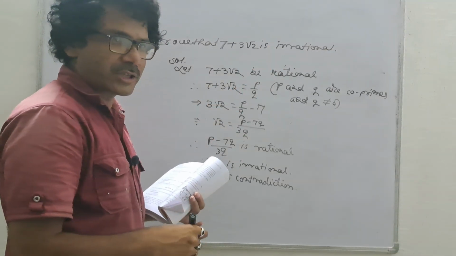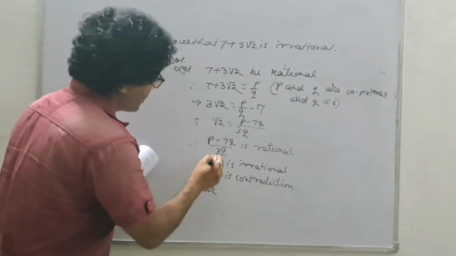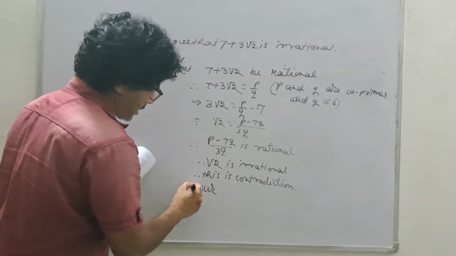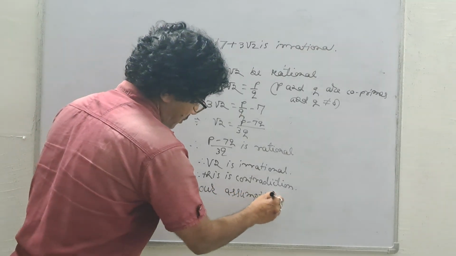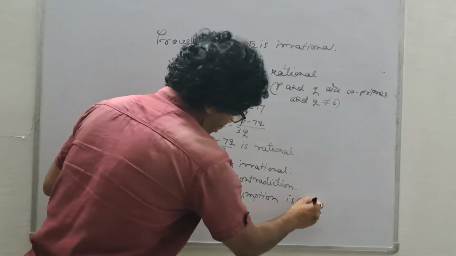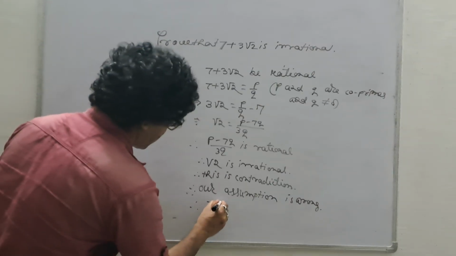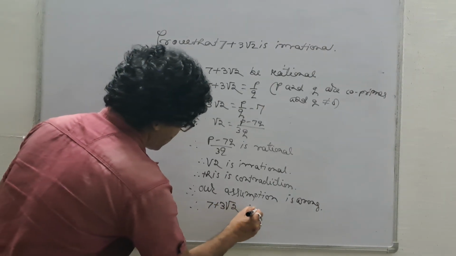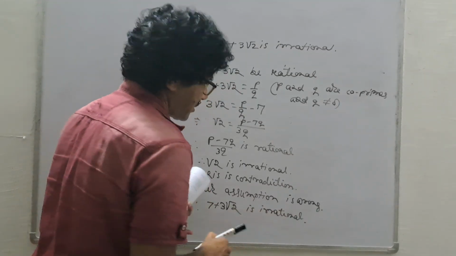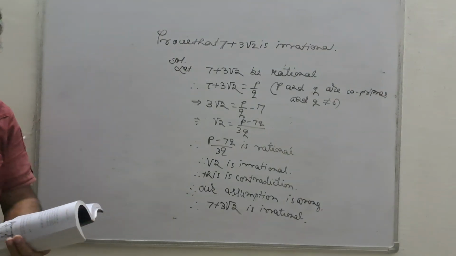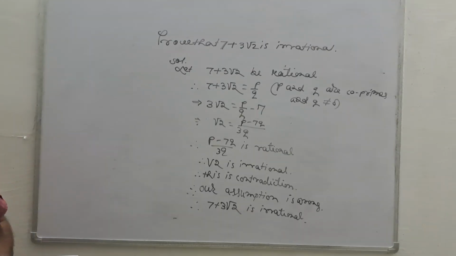So this is not a rational number. This is irrational. This is a contradiction. So we have assumed this one to be a rational number, therefore our assumption is wrong. Therefore 7 plus 3 root 2 is irrational. Understood? 7 plus 3 root 2 is irrational. Okay?